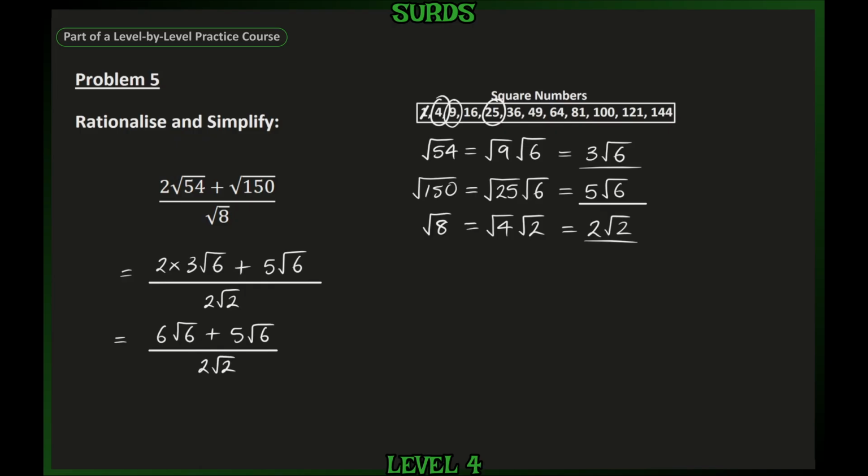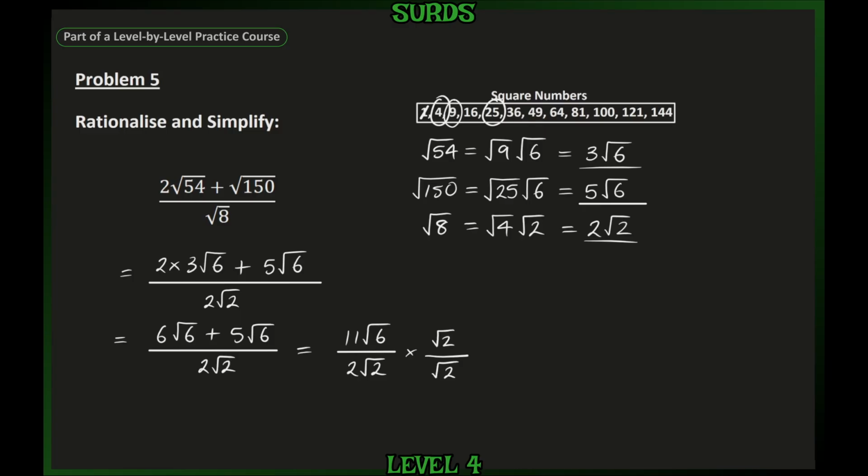Now focusing again on the numerator, 6 root 6 plus 5 root 6 gives us 11 root 6, because 6 plus 5 is 11. So we have 11 root 6 divided by 2 root 2. And we can't simplify any more here. What we can do is rationalise, and on our denominator we have a square root of 2. So we need to remove that, and so we can multiply the denominator by the square root of 2 and do exactly the same on the numerator.